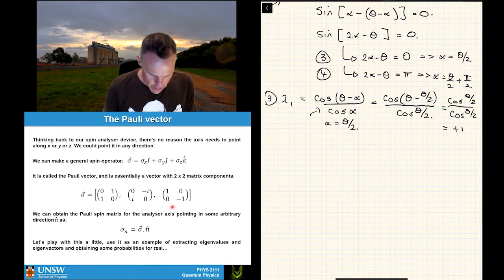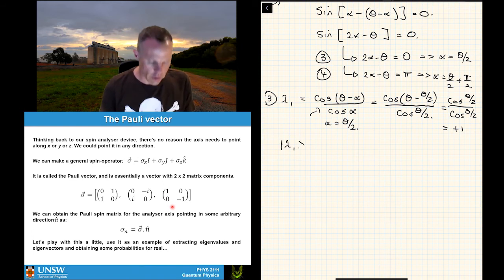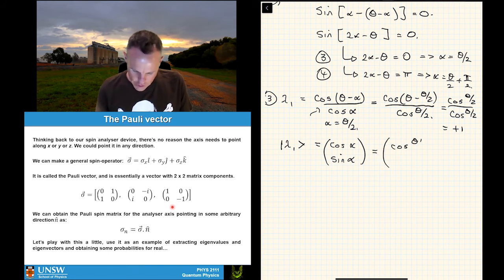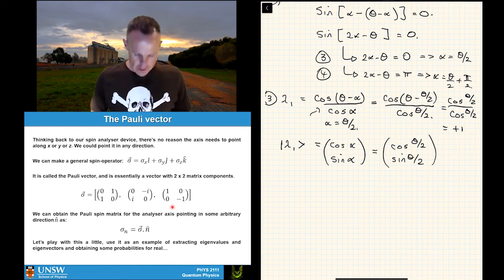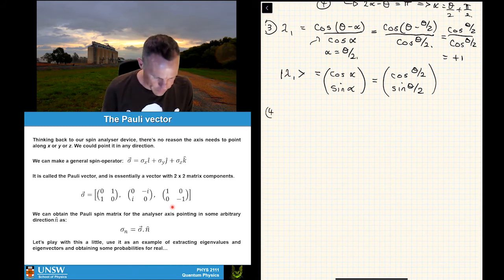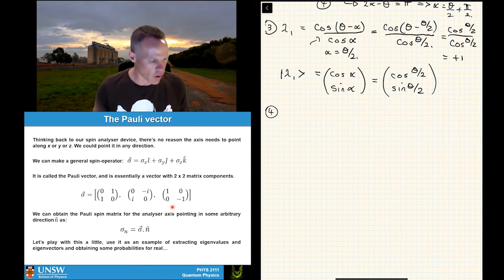All right, so then the other thing that we would do here is find out what the corresponding eigenvector is. And of course, earlier we wrote this as our guess, cos alpha and sine alpha as your two elements. Like so, this would now be cos theta on 2 and sine theta on 2 just here. Okay, so that's our first eigenvector and its corresponding eigenvalue. We can do this for 4 as well, and 4 ends up being slightly trickier, but I'll work through it.